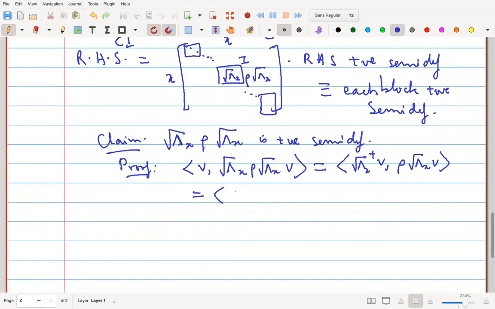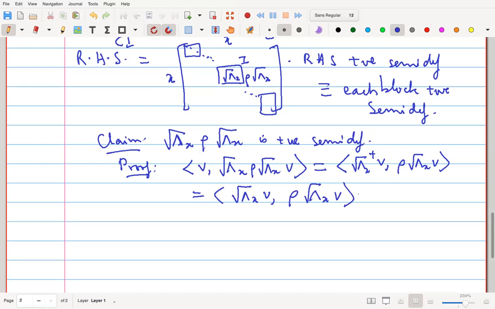So remember, lambda x was positive semi-definite, the way I defined it. Square root lambda x is also positive semi-definite, right? I took square roots of the eigenvalues, they're still positive. So square root lambda x is a positive semi-definite matrix, so it's also a Hermitian matrix. So the dagger goes away. This is square root lambda x v rho square root lambda x v.